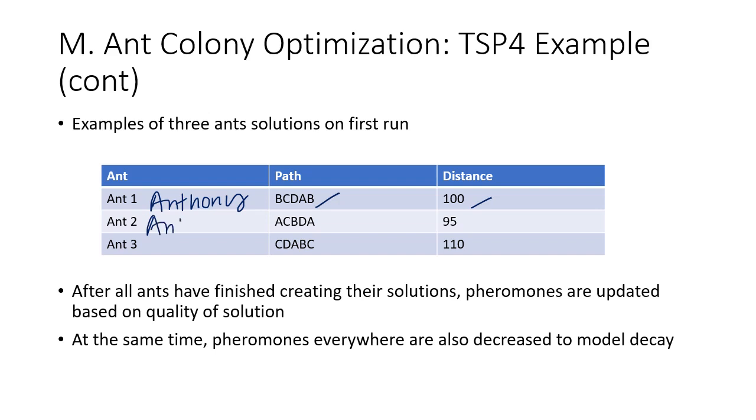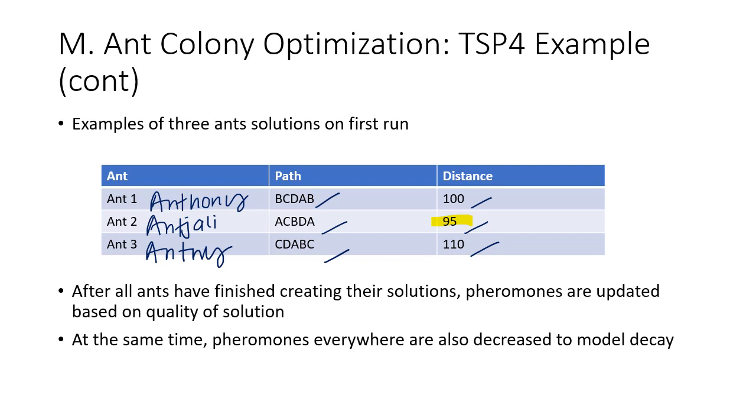Ant 2 is Anjali. The path that Anjali took is ACBDA, and the tour distance is 95. And Ant 3 is Annie. So Annie took the CDABC path, and the distance or the tour cost is 110. In this cycle, Anjali has the best solution because the tour cost is 95 compared to the distance of Anthony and Annie.